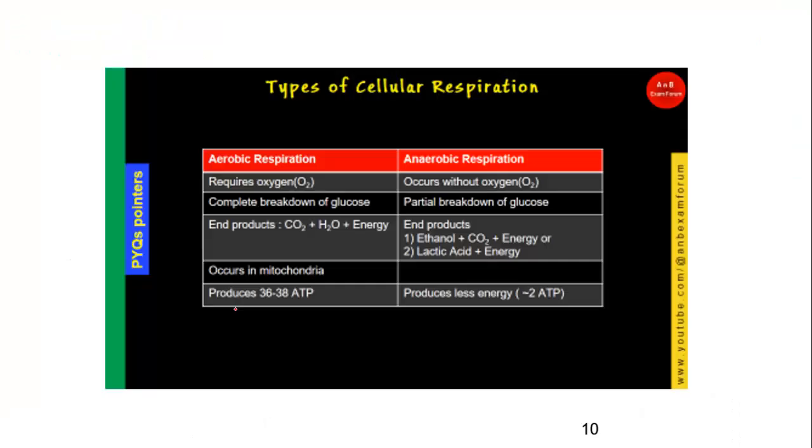So we have seen the difference between the two. Basically aerobic means complete breakdown of glucose in which the end products are carbon dioxide, water and the energy, whereas anaerobic basically occurs in absence of oxygen, and it can be partial breakdown of glucose. The end product can be ethanol, lactic acid, and it produces less energy.